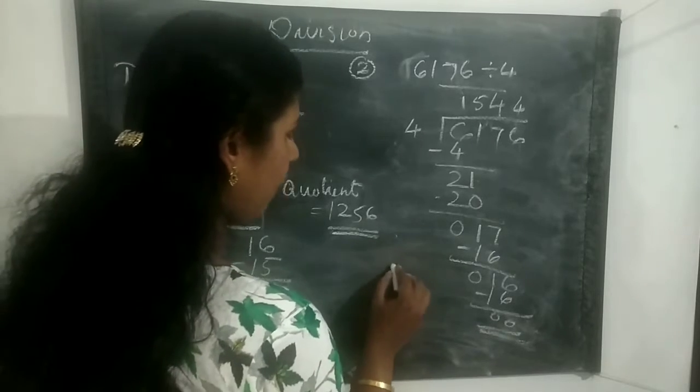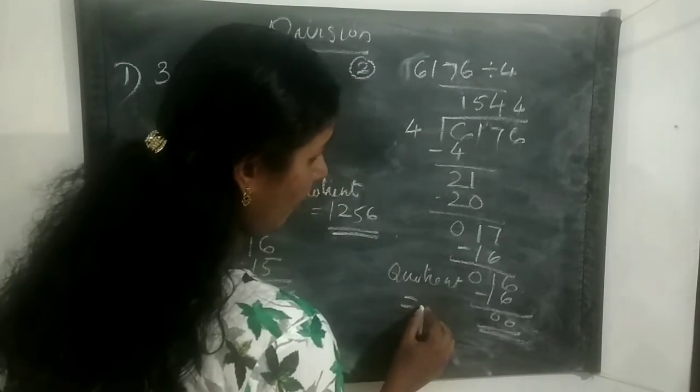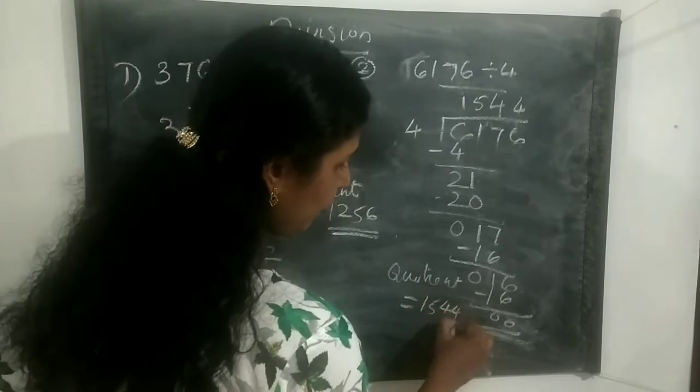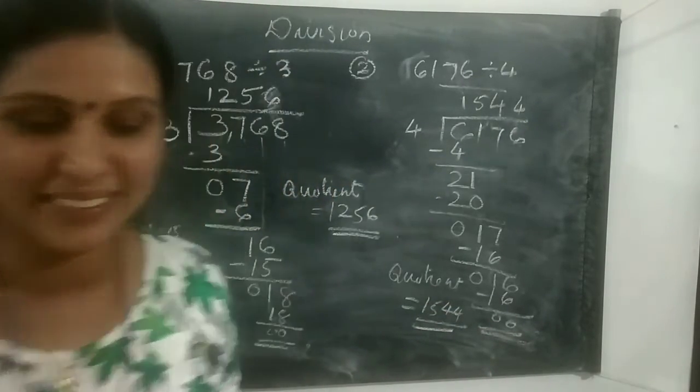And here a quotient. Quotient equal 1544. That is 1544. Okay.